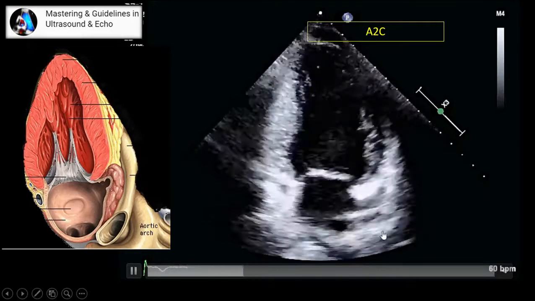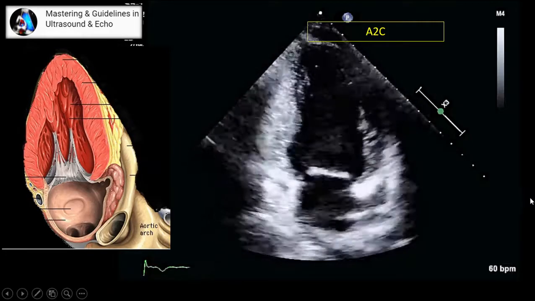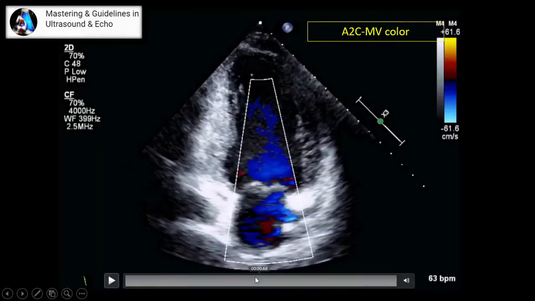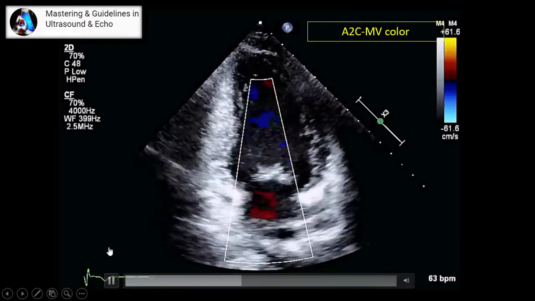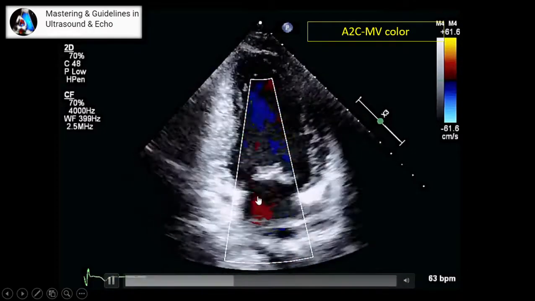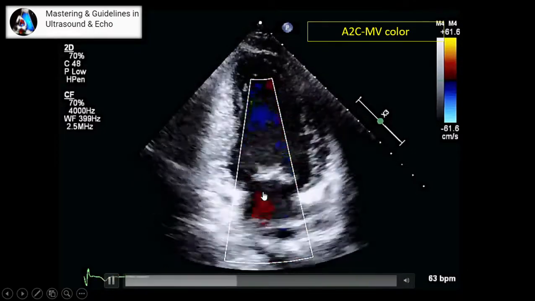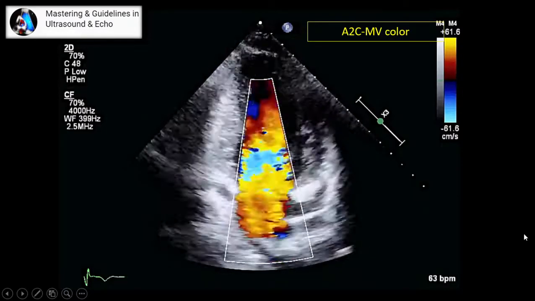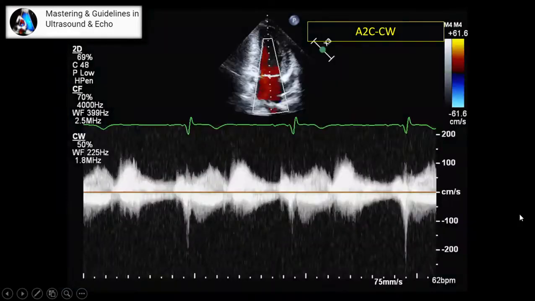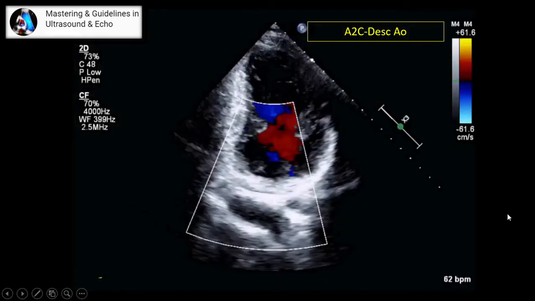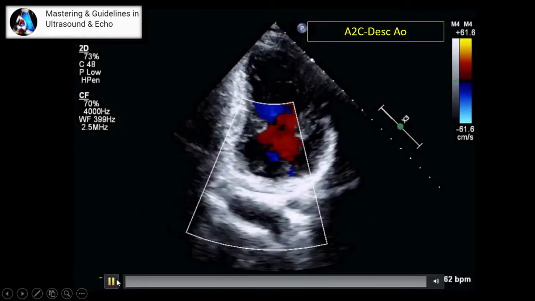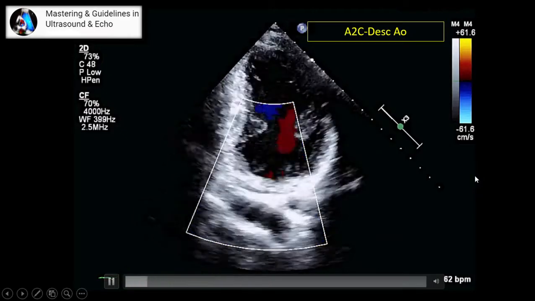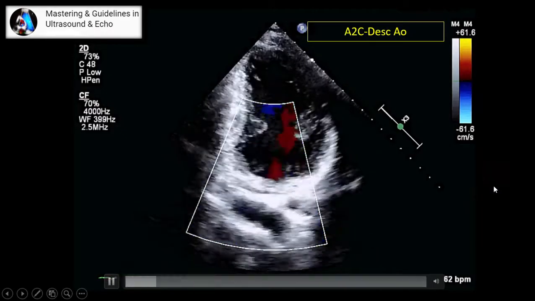If you put color here, you notice at that angle you don't see too much, just a flicker here, a little negative shift. Suddenly you will see a little, and if you do continuous Doppler, you don't see too much jet, negative shift on the Doppler. But if you go a little off the axis and a little fanning to the medial or lateral.